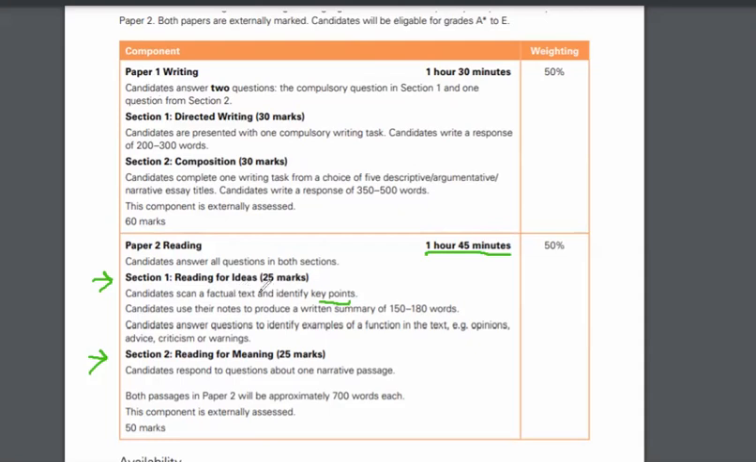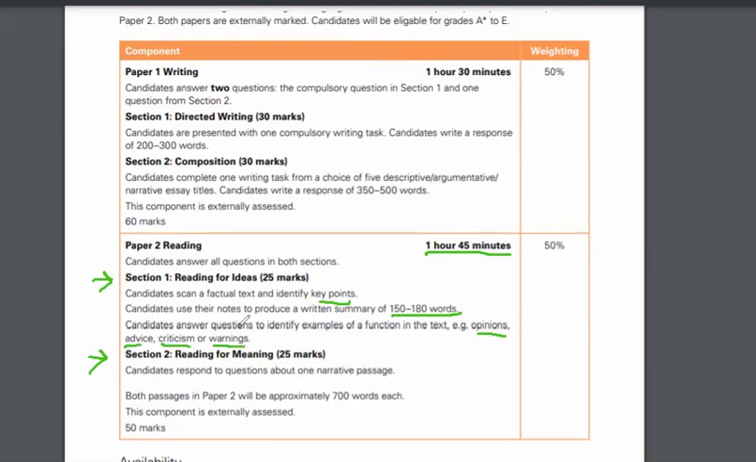The candidates scan a factual text and identify key points. Candidates use their notes to produce a written summary of 150 to 180 words. Candidates answer questions to identify examples of a function in the text, that is, opinions, advice, criticism, or warnings.